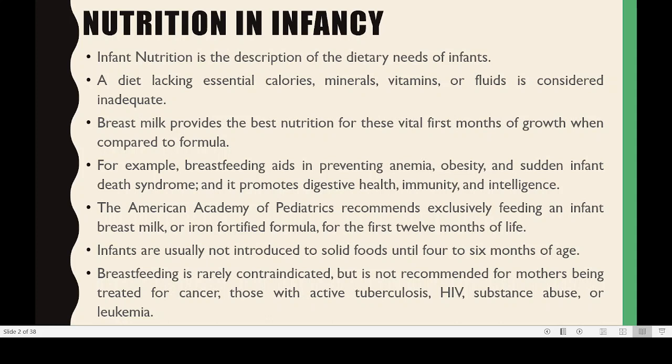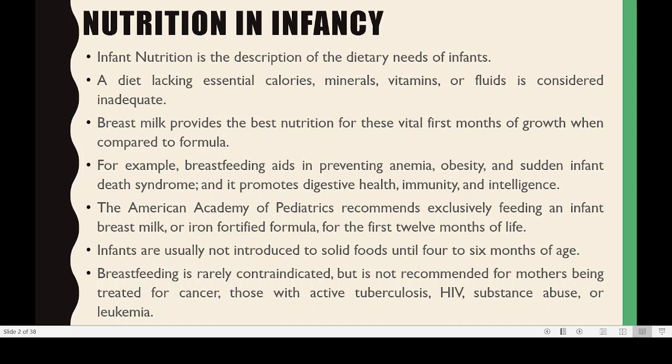Now, the American Academy of Pediatrics recommends exclusively feeding an infant breast milk or iron fortified formula for the first 12 months of life. That means they are saying that for the first year, there is no need for introducing any other kind of food. But normally, in our country, after 6 months, slowly we are introducing it, because most of the mothers are working, so it may not always be possible to give breast milk for the first 12 months.